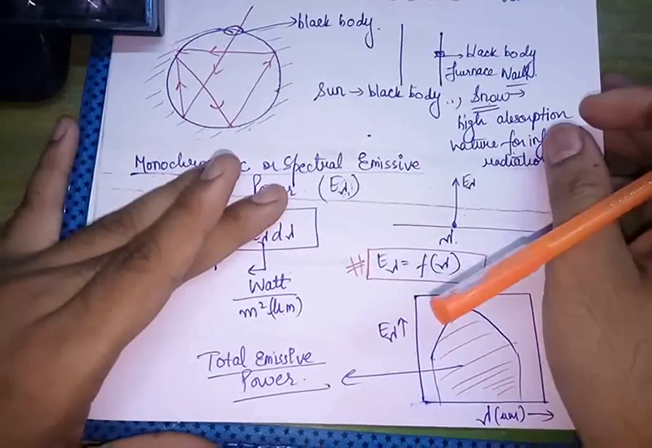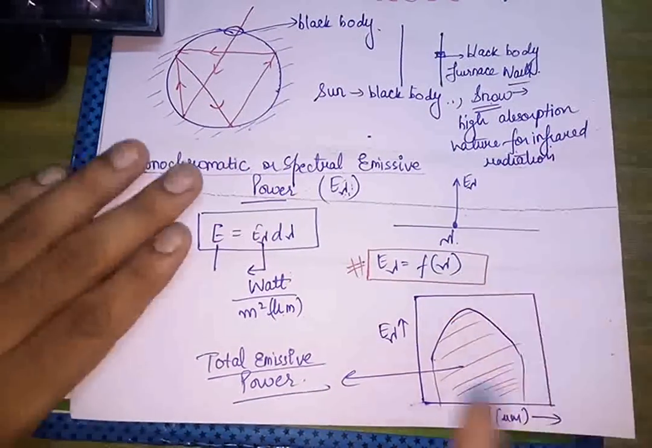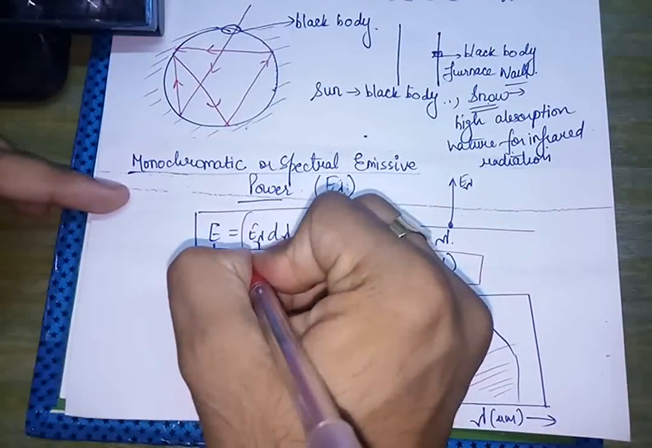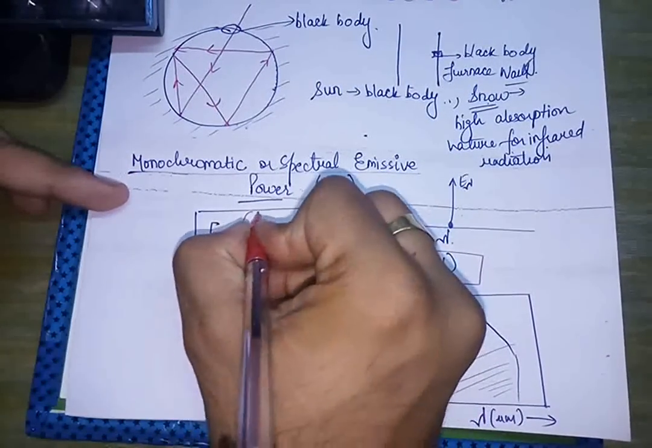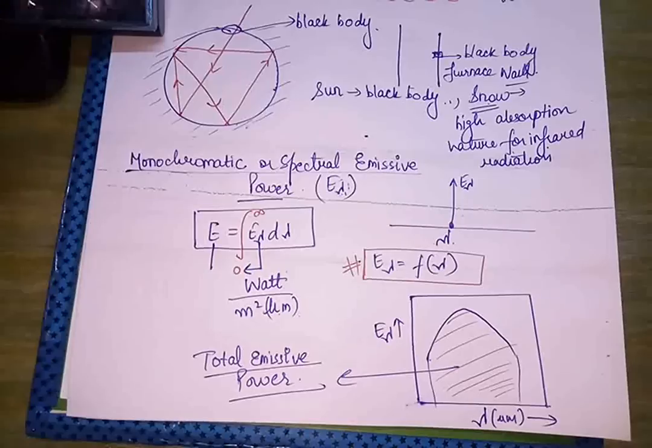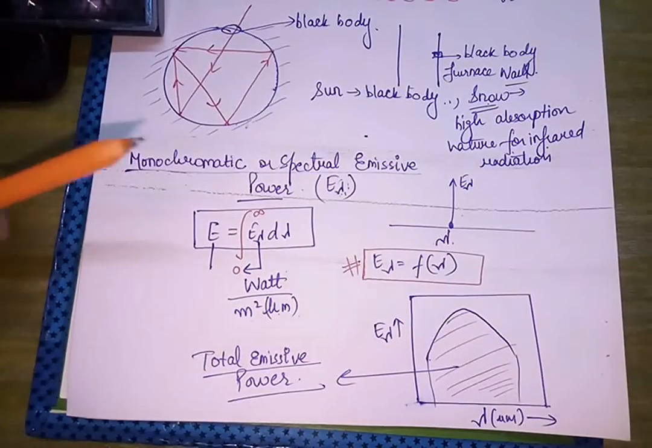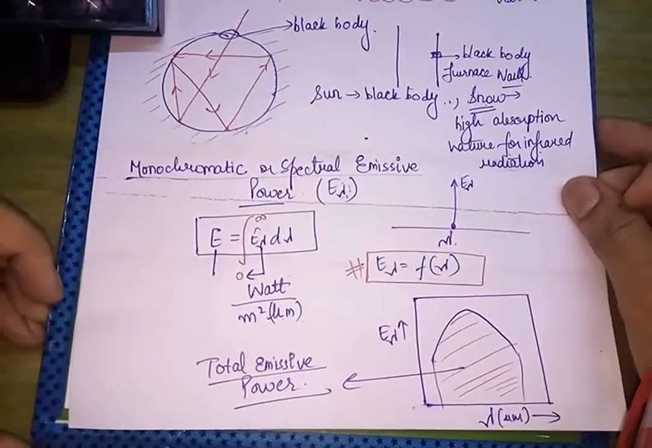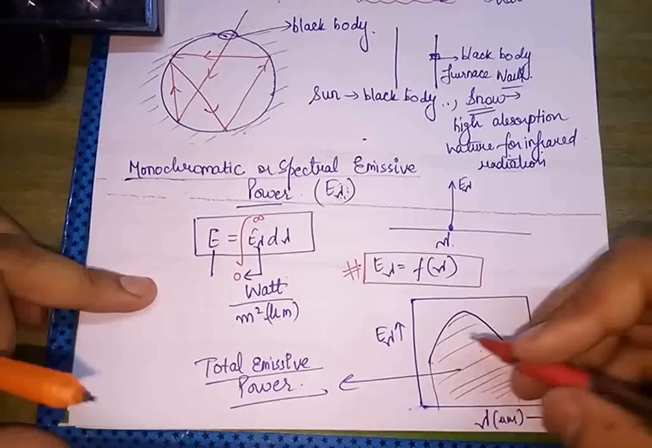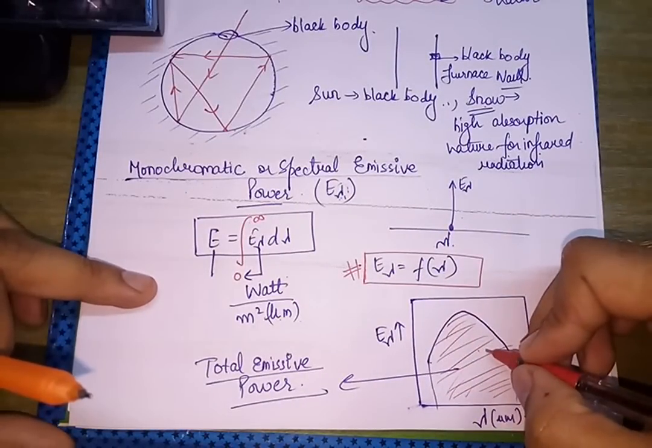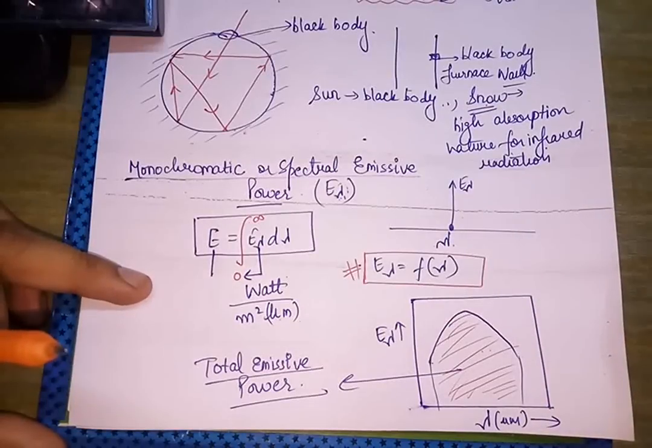This gives the total emissive power. So we can write total E here is actually the integration from 0 to infinite. We will take it from 0 to infinite, or we can also take the limits from 0.1 to 100. If the temperature of the body gets increased, then this graph is not going to be here. The graph is going to be something else in shape.